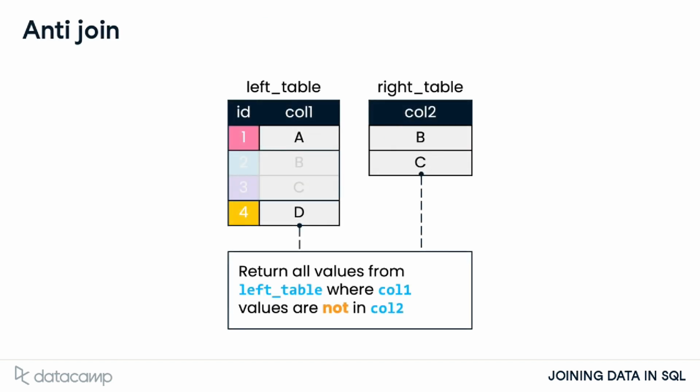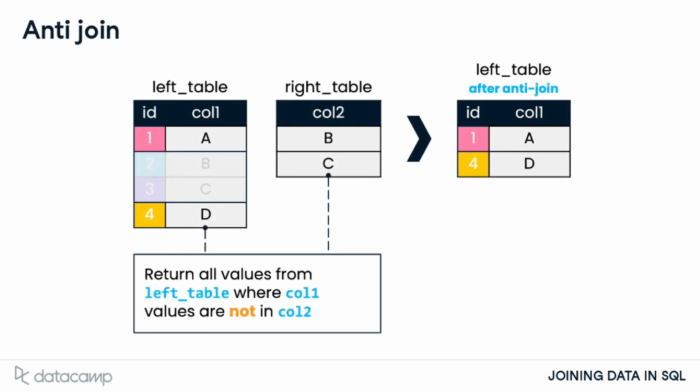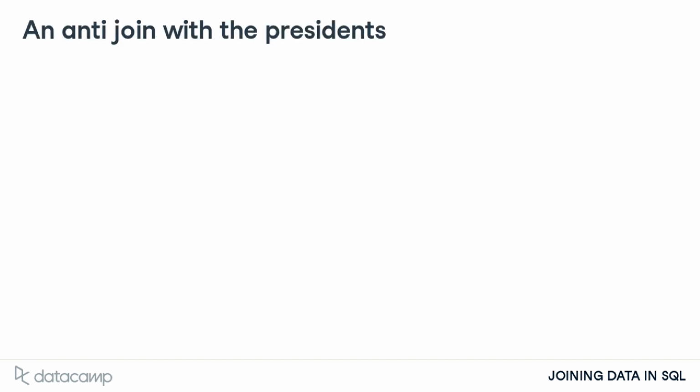Moving on to anti-joins. The anti-join chooses records in the first table where column 1 does not find a match in column 2. The final result of our anti-join is records corresponding to IDs 1 and 4. Again, no new columns are added. How might we adapt our semi-join to determine countries in the Americas founded after 1800?